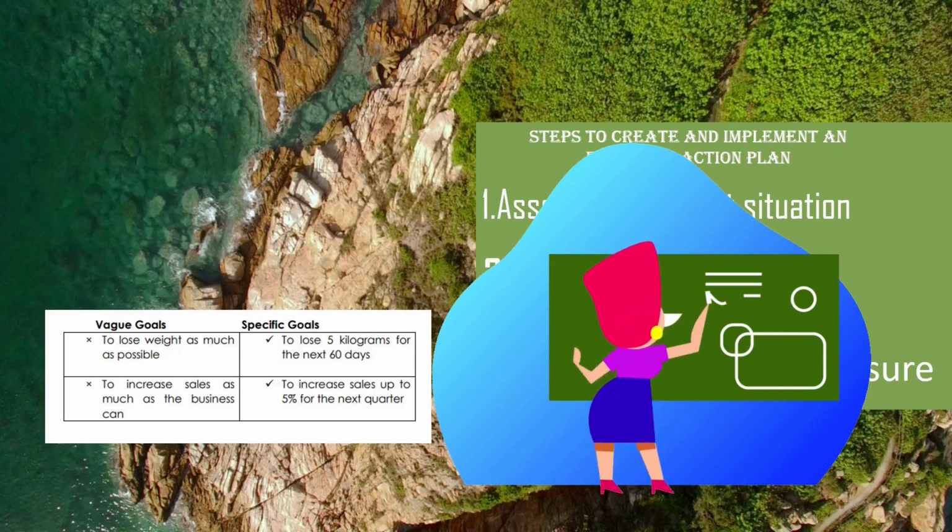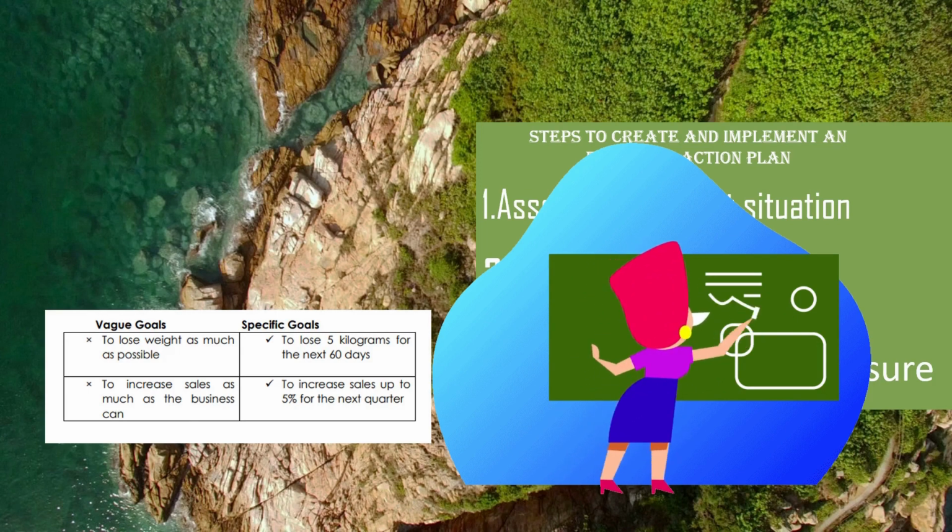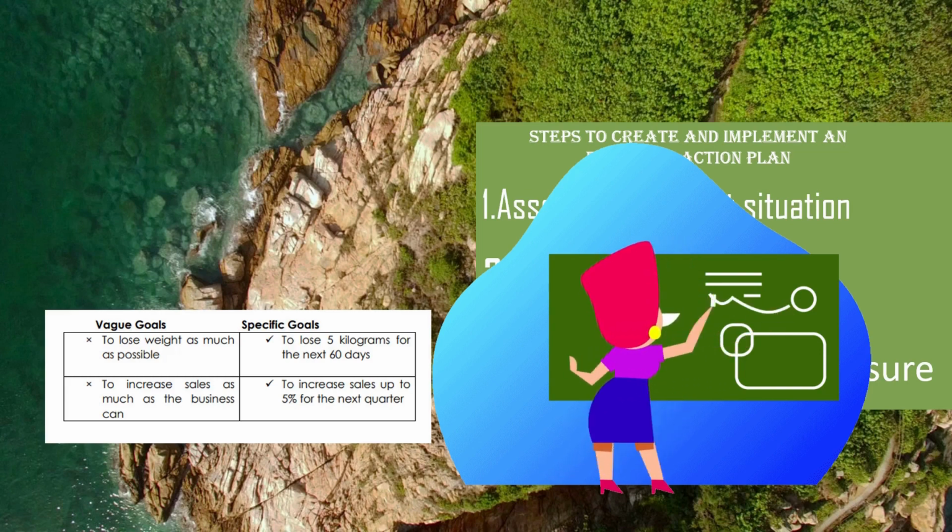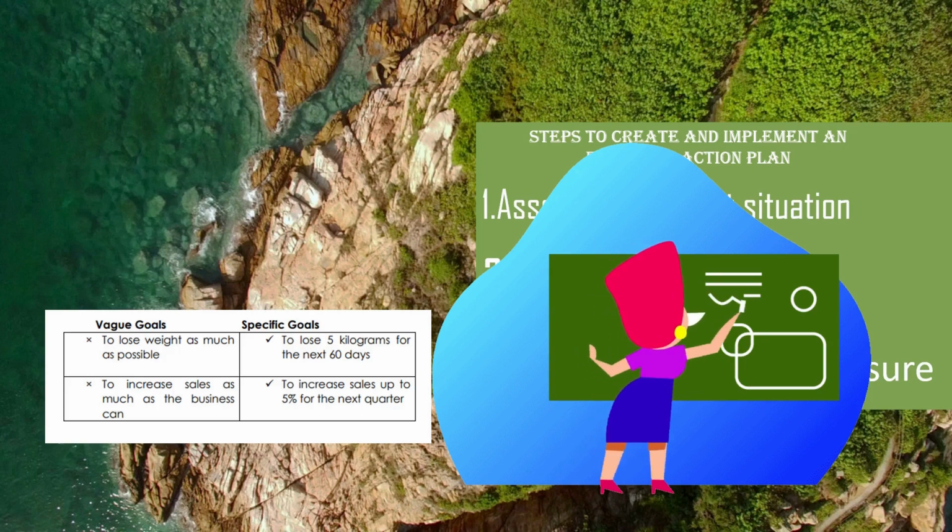We also have steps to create and implement an effective action plan. We have 4 steps. First, we are going to assess the current situation. Number 2, we need to set SMART goals. Number 3, we need to outline actionable items. And number 4, we need to implement and measure success.